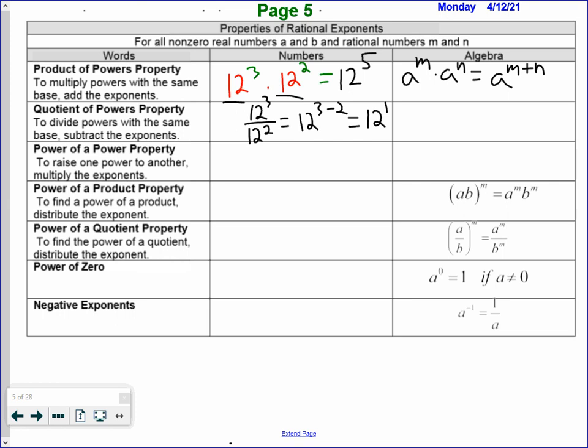So if you're dividing two powers with the same base, all you have to do is subtract the exponents from the top and the bottom, and you get your simplified version. Algebraically, a to the m all over a to the n will give you a to the m minus n.